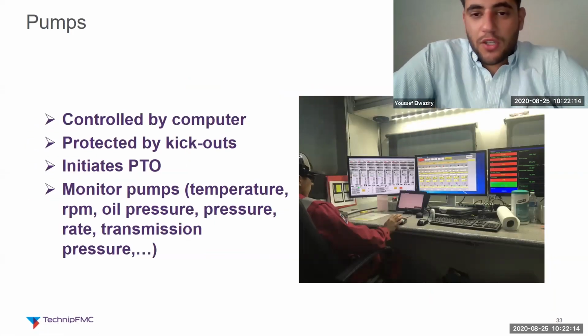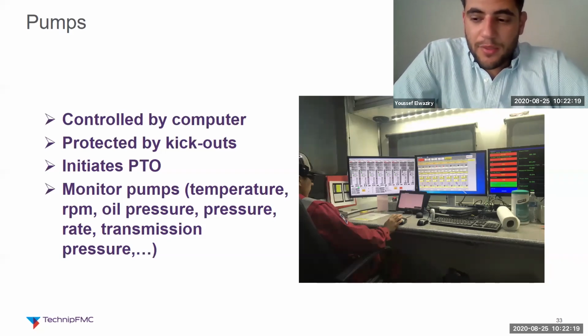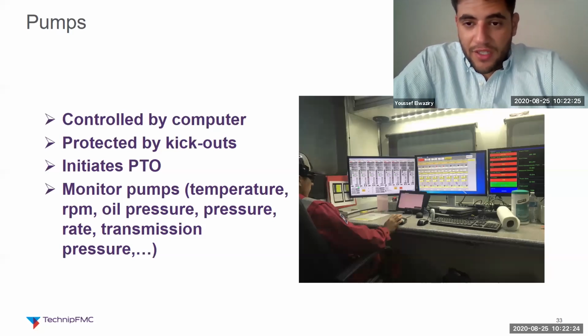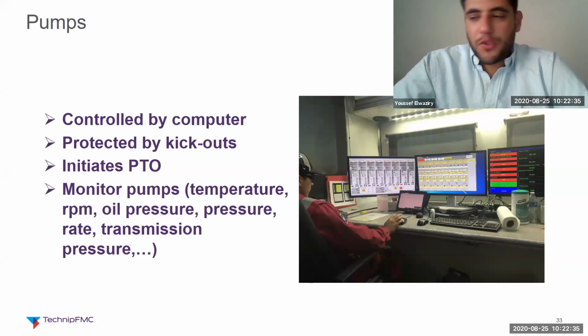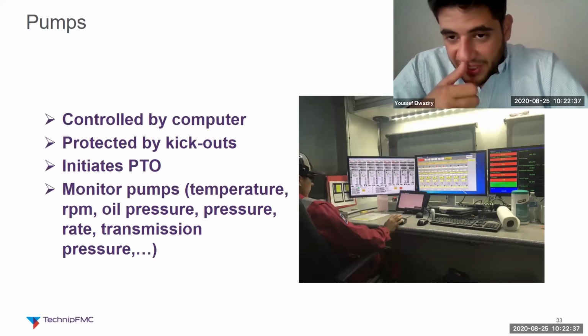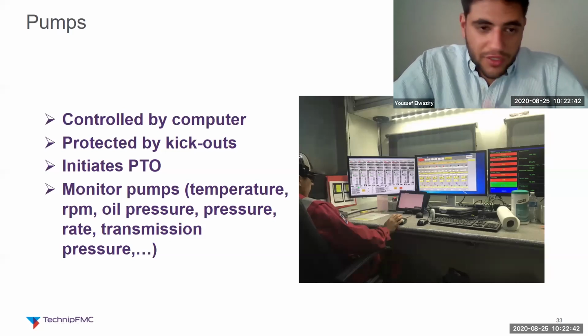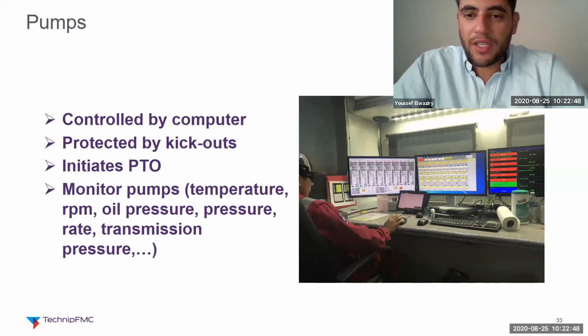So all these pumps are controlled in the data van, and I'll show you what a data van looks like in a little bit. All these pumps are controlled by computer in the data van. So this is a pump operator, and in front of him are screens. Every horizontal line is a pump, and it's just like a car. You put it in first gear, second gear, third gear. You control the RPM. You can monitor the pressure, the temperature, the RPMs, transmission pressure, everything from this computer.